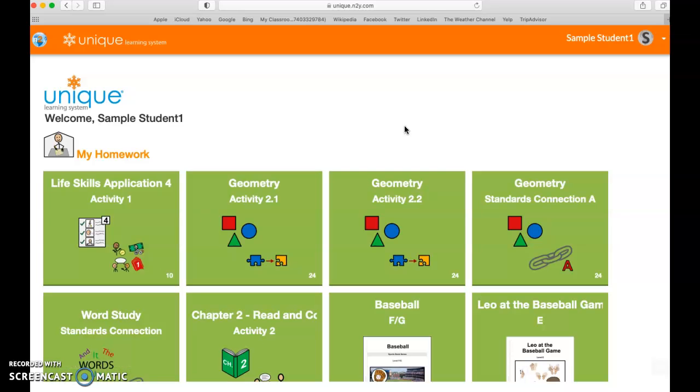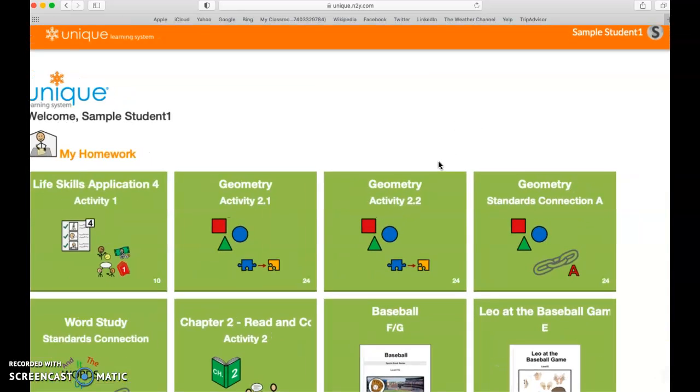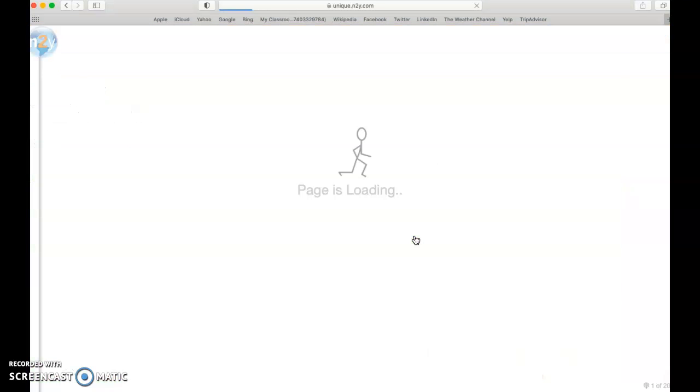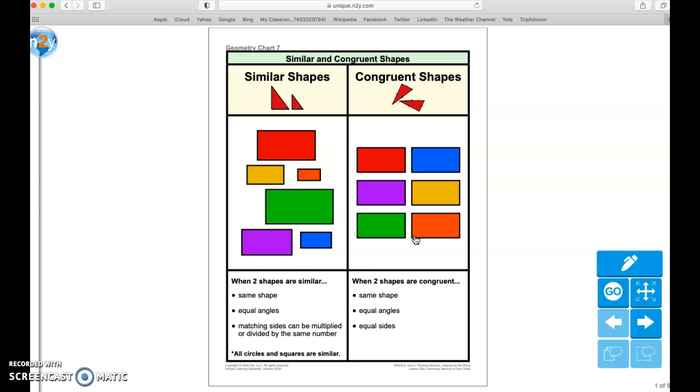Okay, second portion of our math today, geometry activity 2.2. So this one we're talking about similar and congruent shapes. When shapes are similar, they're the same shape, they have equal angles, and the matching sides can be multiplied or divided by the same number. Note also down here that it says all circles and all squares are similar.